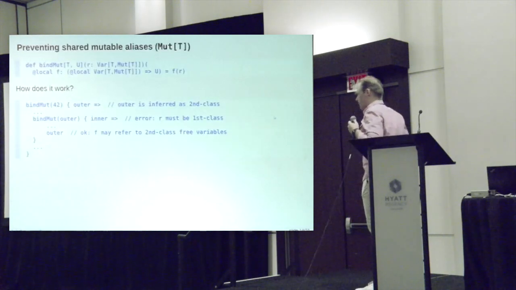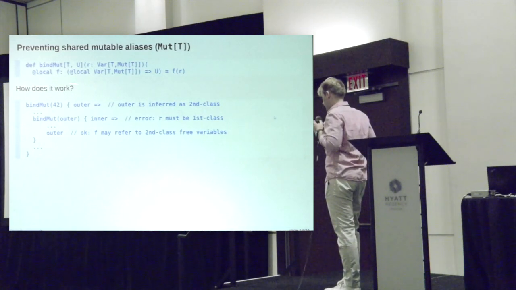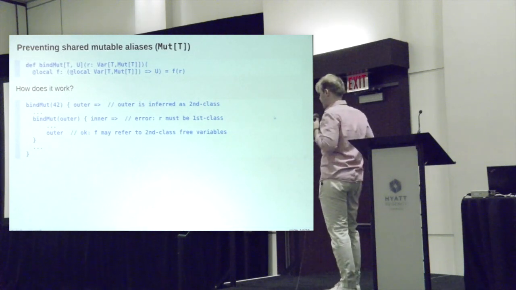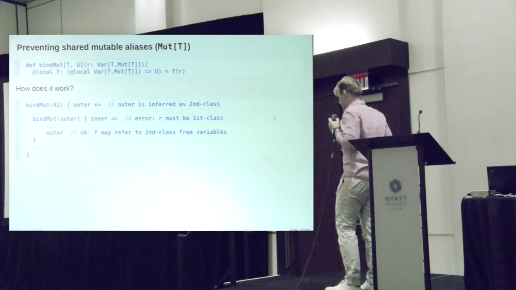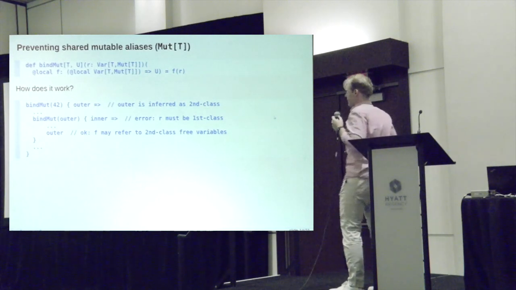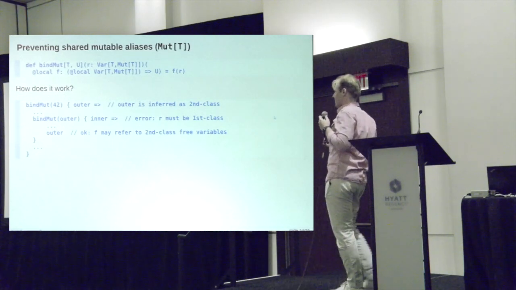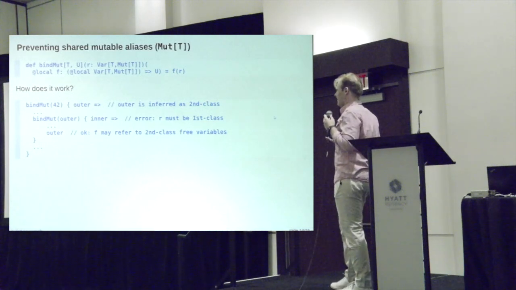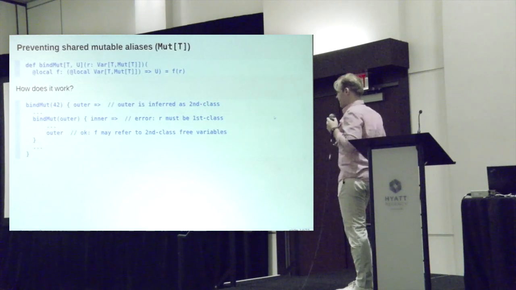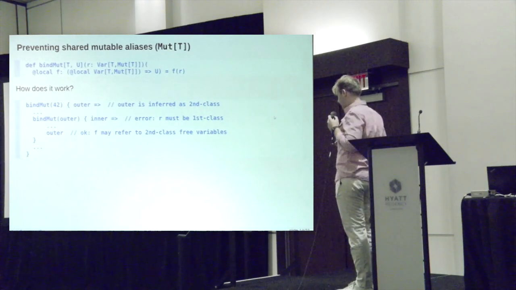So here is the signature of bind mute. The trick is that we introduce the variable as second class. That way it cannot escape, it cannot be returned from that block. But then when we have an initial value, we require it to be first class. So this means once you introduce something as second class, you can no longer bind it in an inner scope to another bind as mutable, because you cannot give up second-classness. That would not type check.